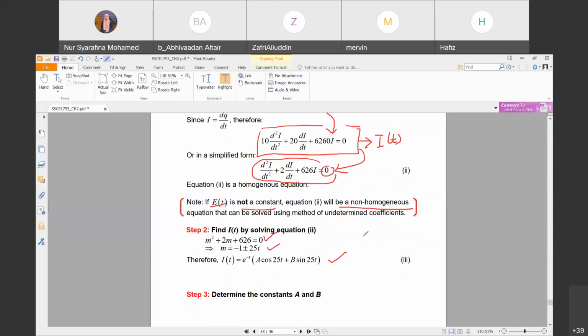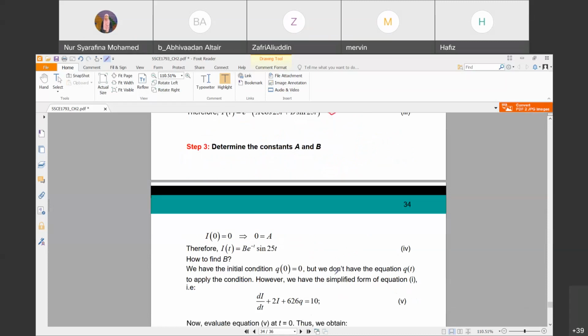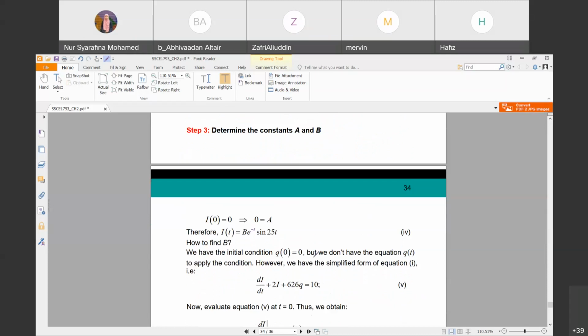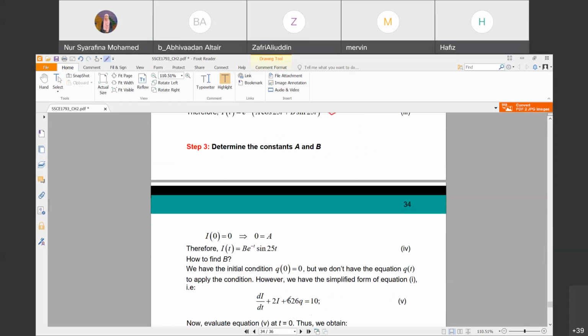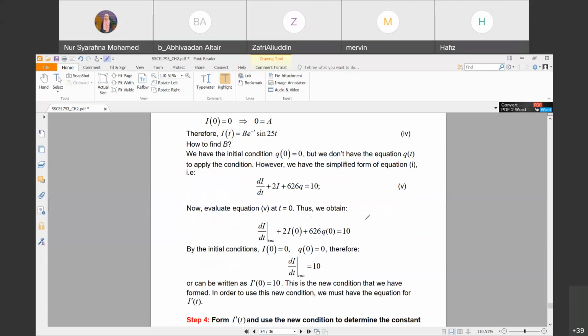So this is your I. In order to determine A and B, apply the condition. The condition given is I0 equals 0, right? And we have Q0 equals 0, but we don't have the equation for Q. So now evaluate the equation at T equals 0. So what did we do? Just substitute T here with 0. So just substitute here. Q0 is 0.